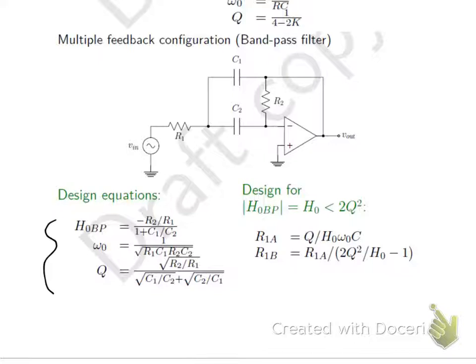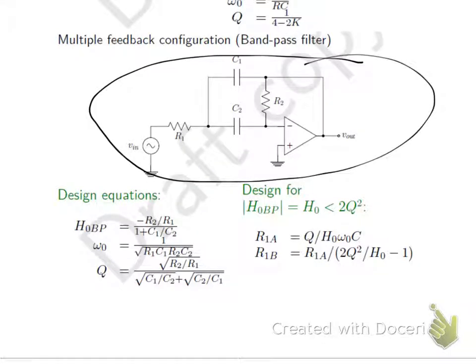And so Sallen-Key isn't the only amplifier configuration that you can use. There's also multiple feedback, and there is also state variable and biquad and a whole other bunch that other people have made up. So for your multiple feedback, this is your multiple feedback bandpass filter, and these are your design equations.